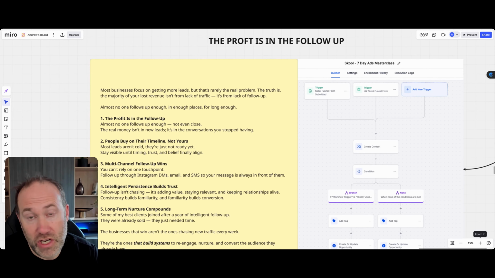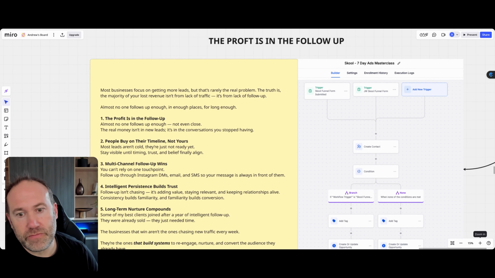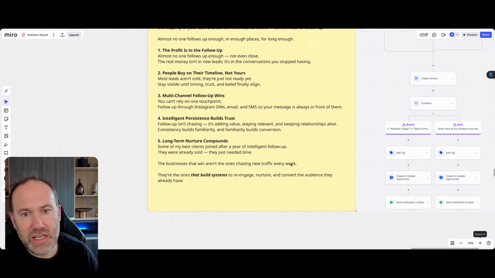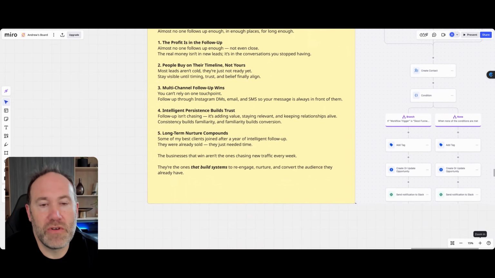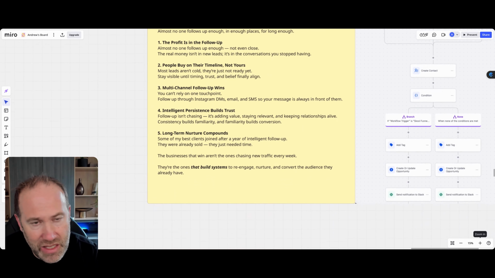Don't just rely on one touch point of an email, but make sure you've got the Instagram DMs so you're always front of mind. And then intelligently, be persistent. It's not a matter of just harassing people. It's at the right time with the right cadence in a way that feels kind of normal and natural. You want to keep following up. It's about adding value. It's about staying relevant and keeping that relationship alive, just like you'd follow up with a good friend. That consistency builds the familiarity, and it's the familiarity that builds the conversion.